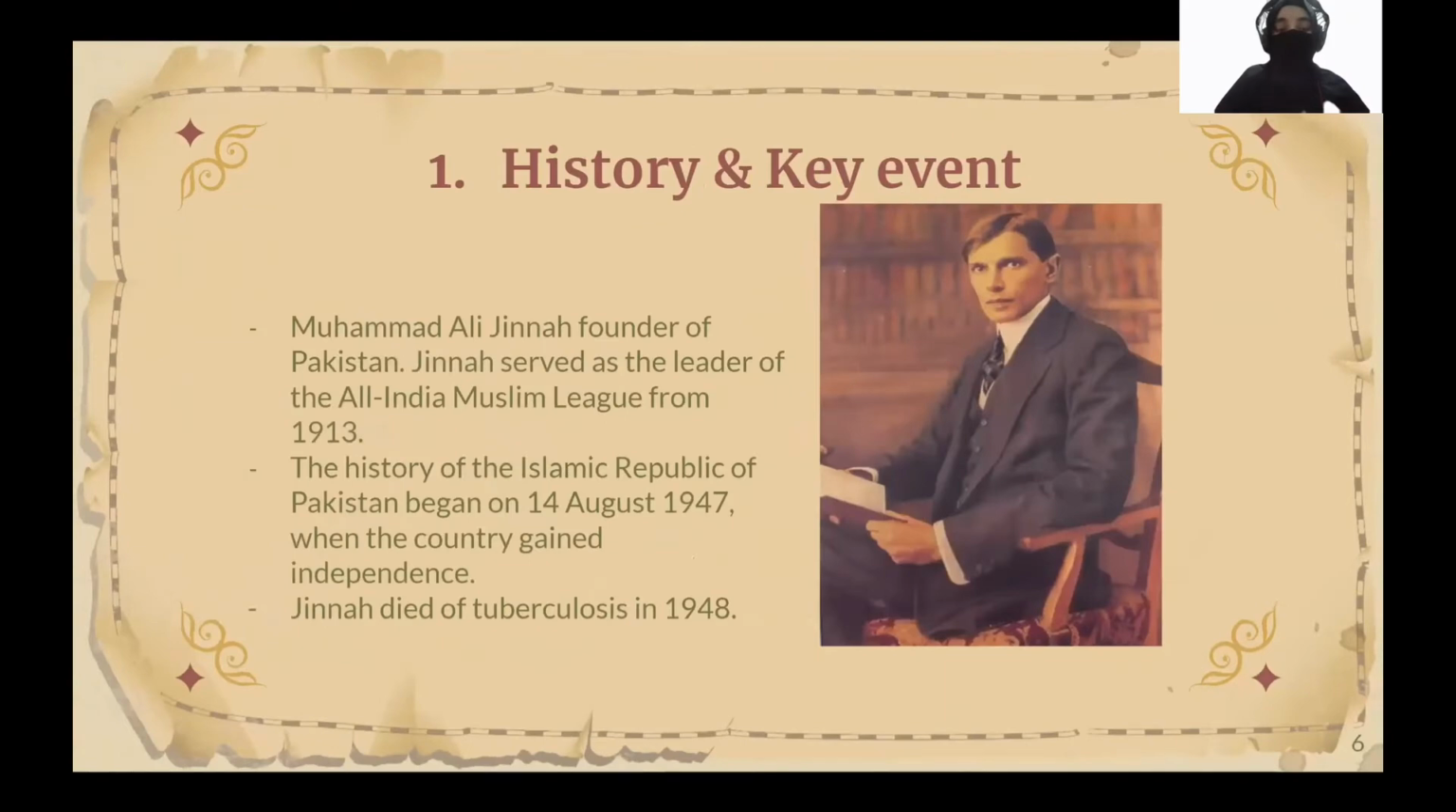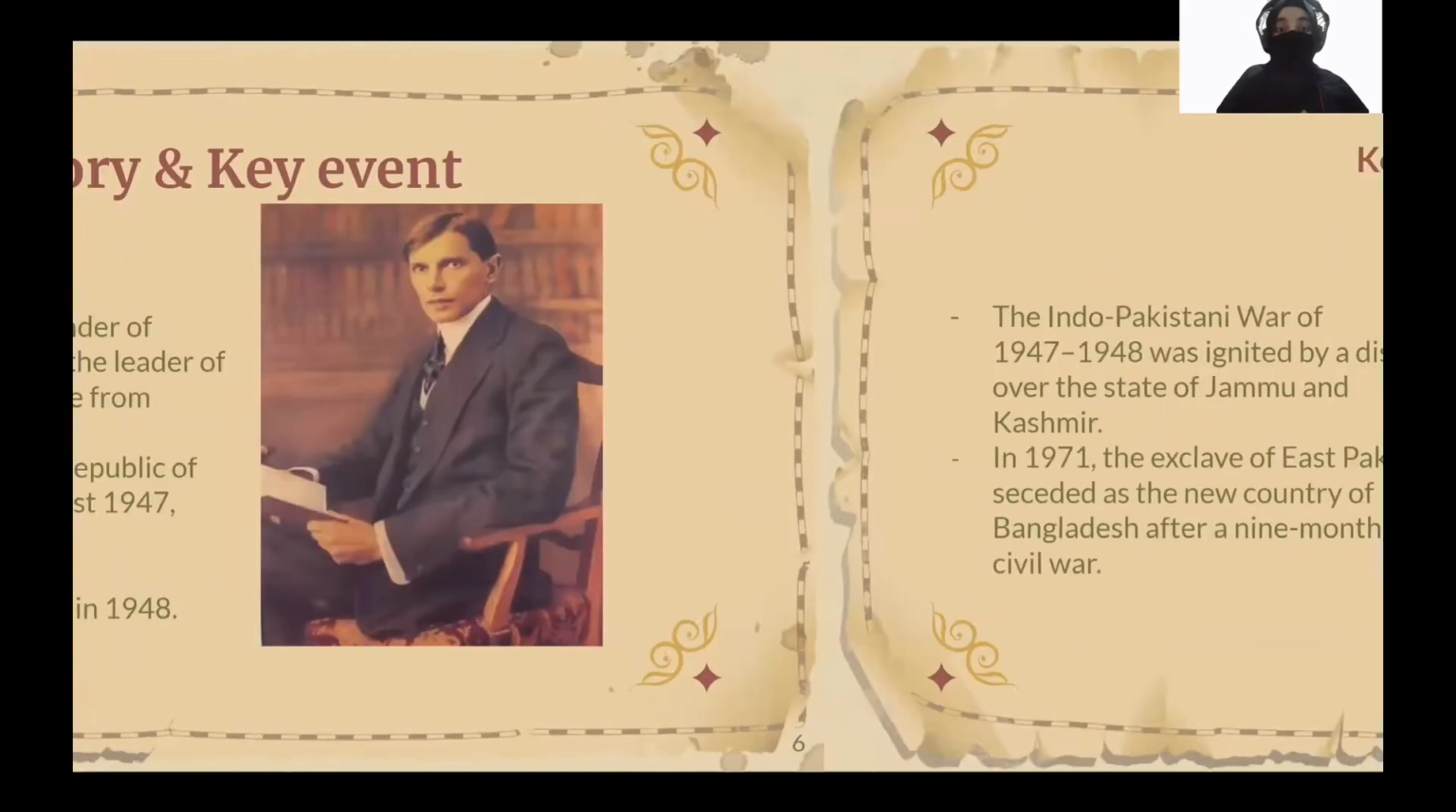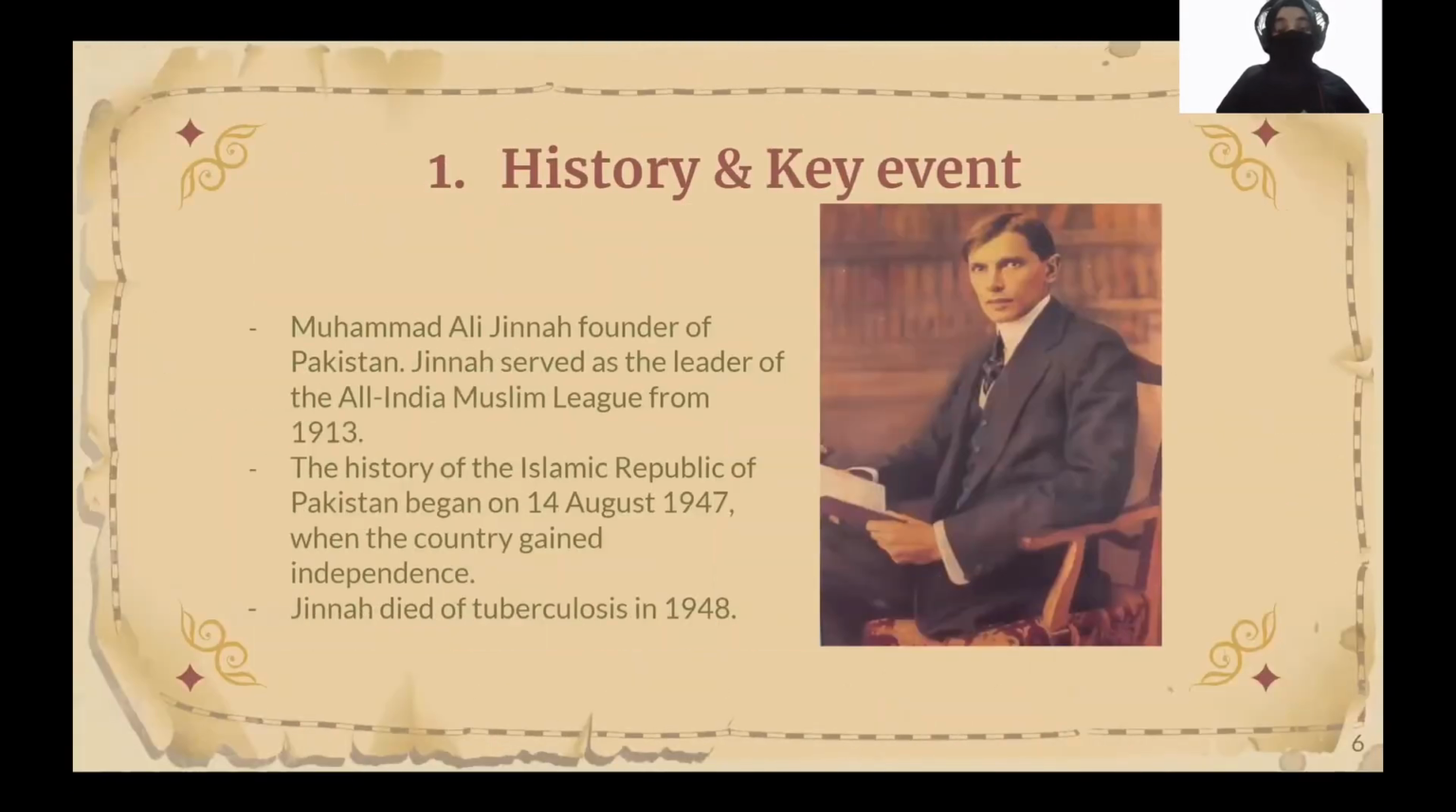Now the key events. Muhammad Ali Jinnah was a barrister, politician, and the founder of Pakistan. He served as the leader of the All India Muslim League from 1913 till 1947. The history of the Islamic Republic of Pakistan began on 14th August 1947 when the country became an independent nation in the form of the Dominion of Pakistan within the British Commonwealth as the result of the Pakistan movement and the partition of India. Around 6.5 million Muslims moved from India to West Pakistan and 4.7 million Hindus and Sikhs moved from West Pakistan to India. It was the largest mass migration in human history.